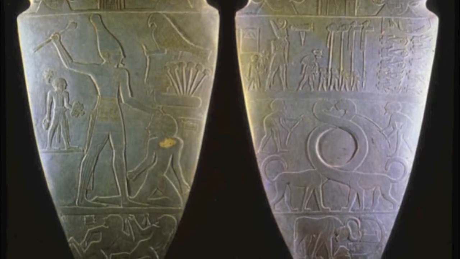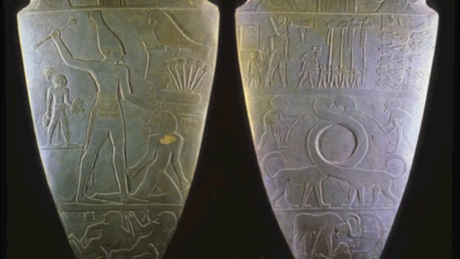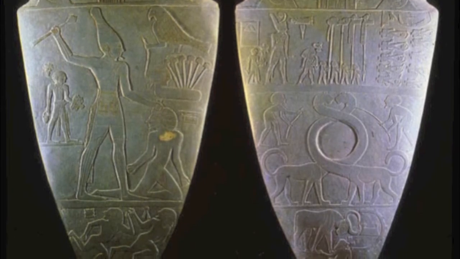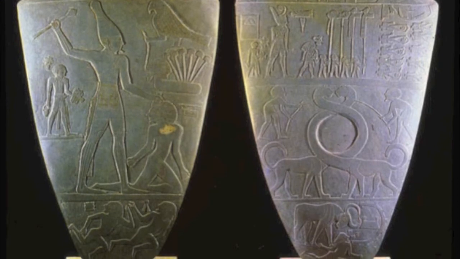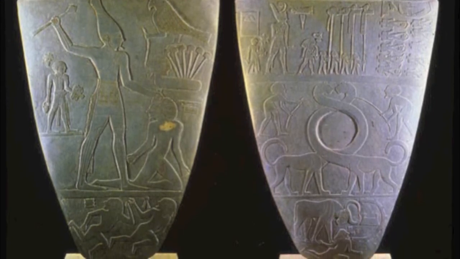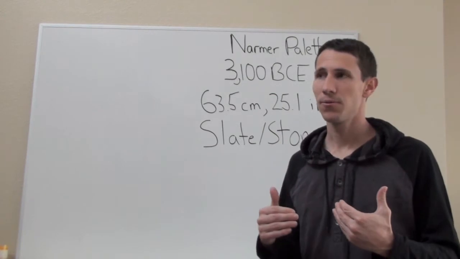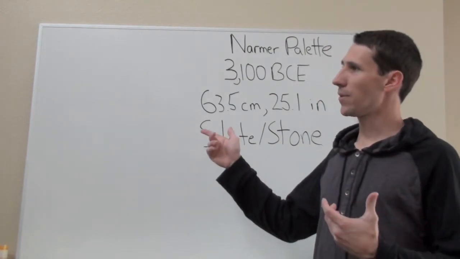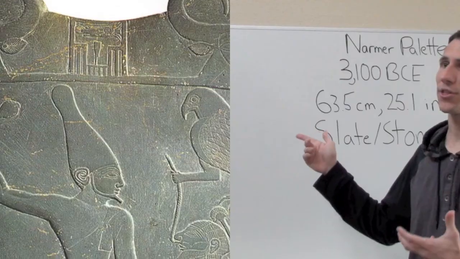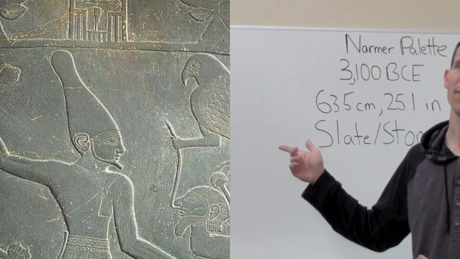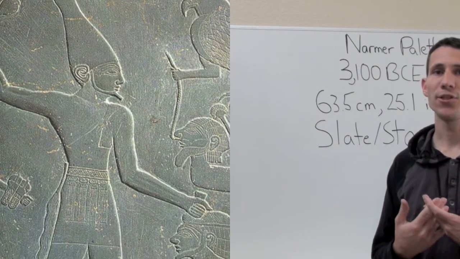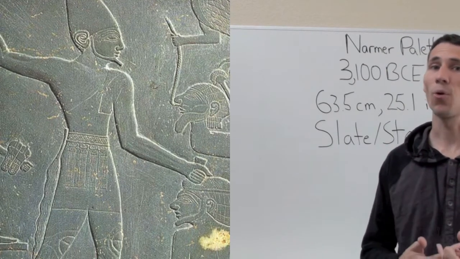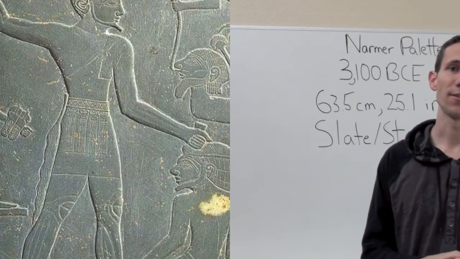And on both sides, you see the pharaoh represented repeatedly in different guises. On the back, in the central register, you have the pharaoh, and he is the largest image that you have. And the fact that he's the largest image says that he is the most important figure in this scene.